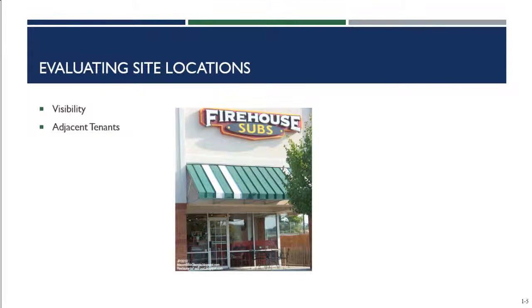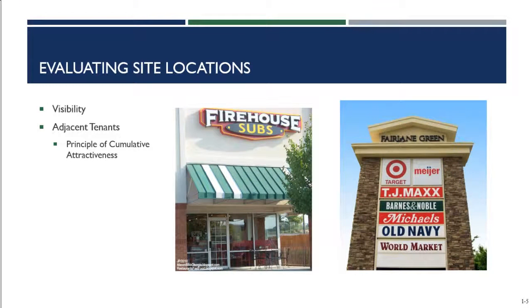Adjacent tenants is the other thing to look at when you are choosing a retail site. We call it the principle of cumulative attractiveness, drawing power, that we've already mentioned this semester. Customers like to shop where there are multiple stores. And so if there's a cluster of similar retailing stores that have drawing power, more customers are going to shop there than going to an isolated establishment. So understanding who else is in that shopping center or who else is nearby can be a benefit to the retailer. And the last thing to look at are restrictions and costs.